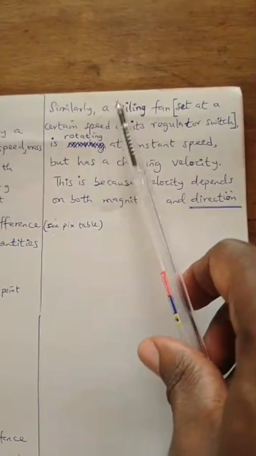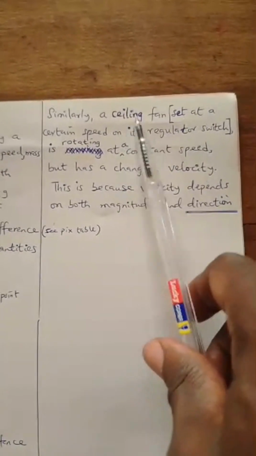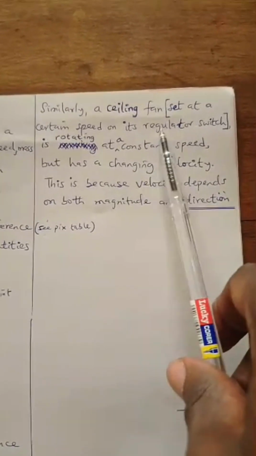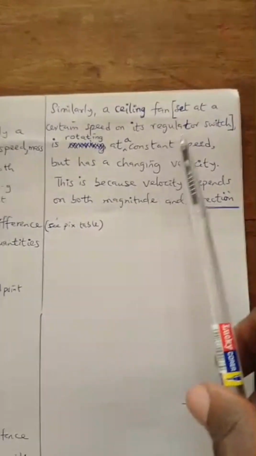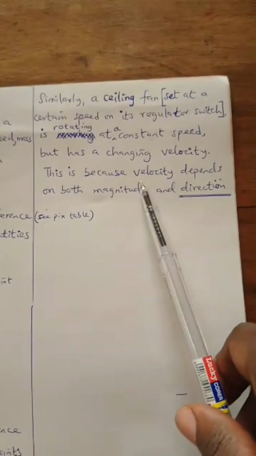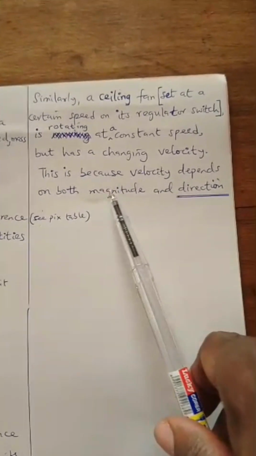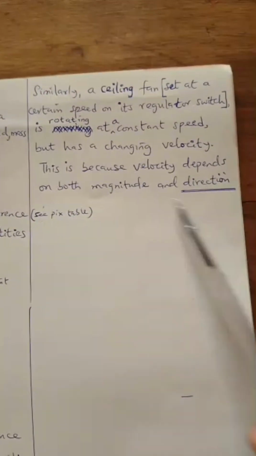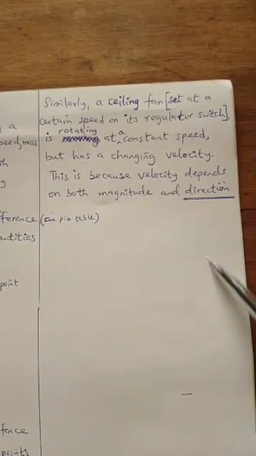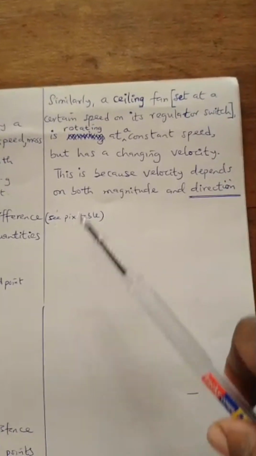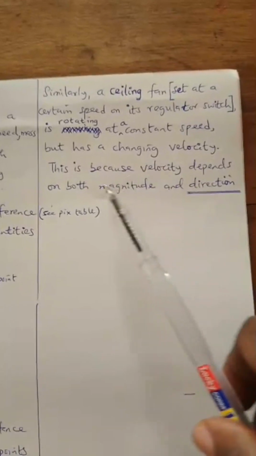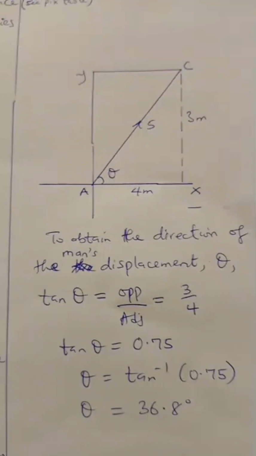Similarly, take a ceiling fan. Let's say we assume a ceiling fan has already been set to a particular speed. Now that ceiling fan is rotating at a constant speed, but it has a changing velocity. Why? Because velocity depends on both magnitude and direction. The direction is changing because it's rotating. The arms of the blades of the ceiling fan are constantly changing direction. So even though the speed of the fan is constant, the velocity is changing because direction is changing.